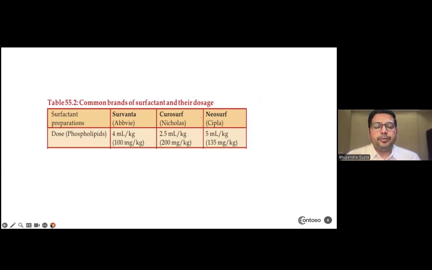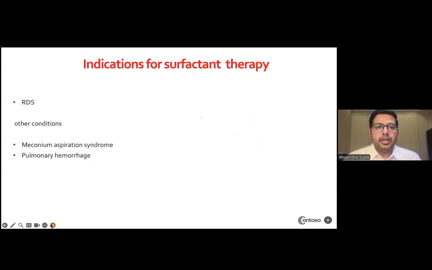Some common brands of surfactant and their doses which we use in clinical practice: Survanta is 4 ml per kg, Curosurf 2.5 ml per kg, that is 200 mg per kg, and Neosurf 5 ml per kg. Now, what are the indications of surfactant therapy? The most common indication in neonatology is respiratory distress syndrome in preterms. Another condition, secondary inactivation of surfactant, which we see in clinical practice, is meconium aspiration syndrome and pulmonary hemorrhage.